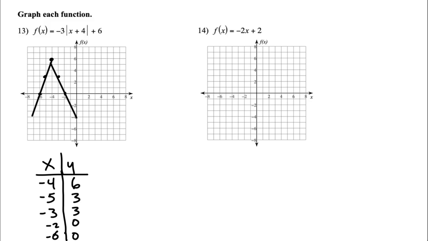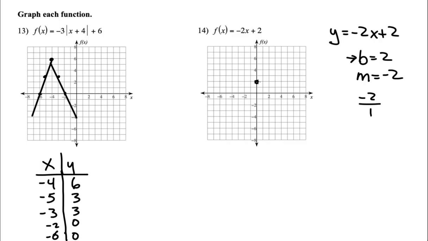All right, our final one for the day is in the same format as y equals mx plus b. I can rewrite this as y equals negative 2x plus 2, where in that case, b equals 2 and my slope equals negative 2. And we know how to graph that. I begin by going to the y-intercept 2, and then I rise over run negative 2 over 1.